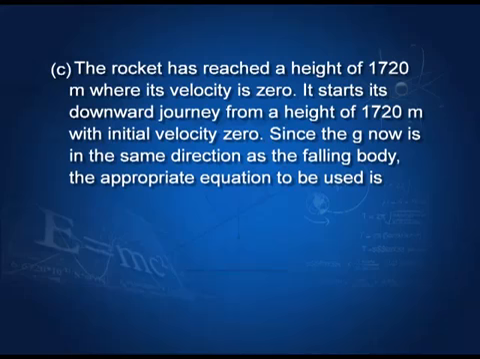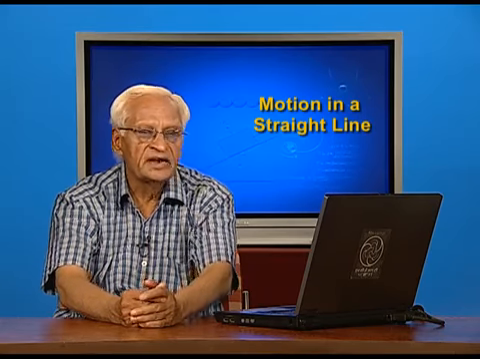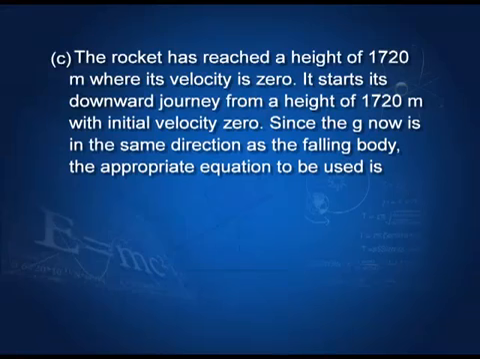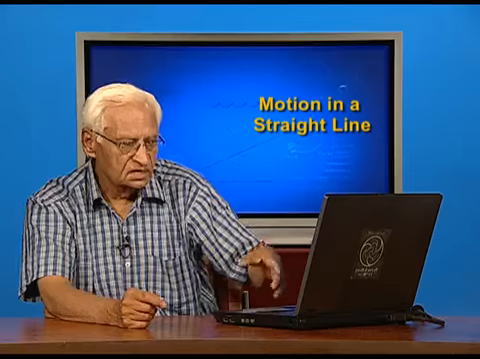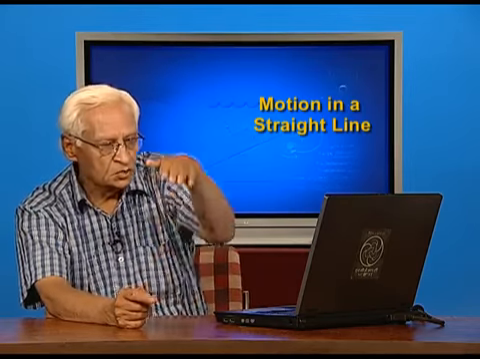Third point, the rocket has reached a height of 1720 meters where its velocity is 0. It starts its downward journey from a height of 1720 meters with initial velocity 0. Since the acceleration due to gravity now is in the same direction as the motion, this value becomes positive. So, we use the relation S equal to u t plus half g t square, where S is 1720, u is 0, g is 10 meters per second square, and we get t turns out to be 18.5 seconds. So, it takes 18.5 seconds to come to the ground.